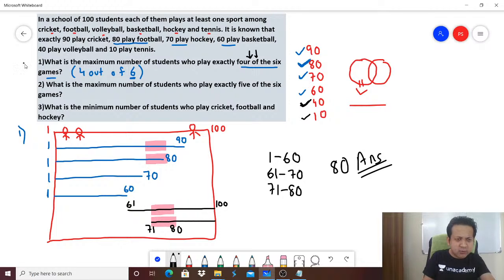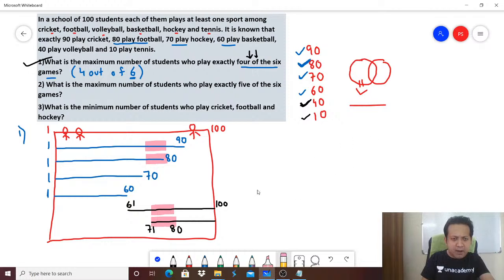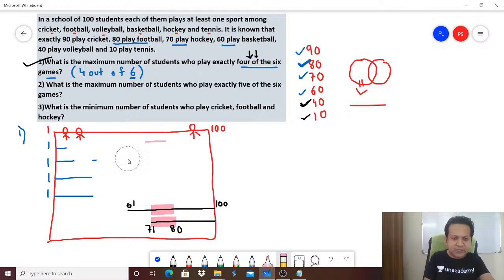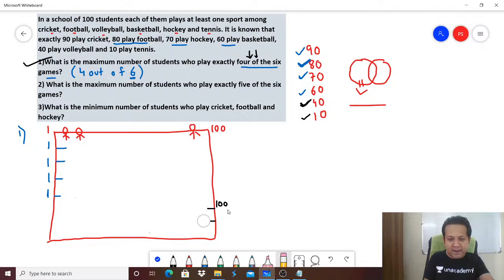Let's look at the second question. Now, the second question talks about a maximum of 5 of the 6. I need to select students in such a way that a maximum of 5 games are being played by the students.